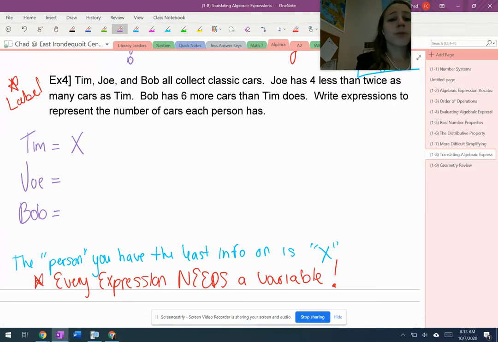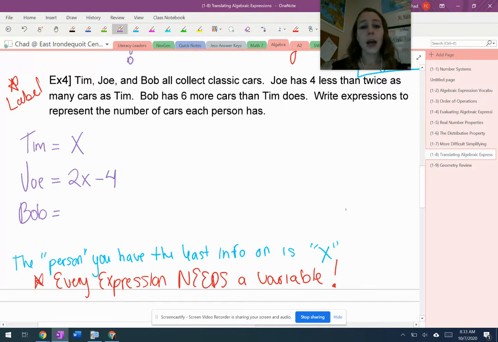So back to Joe. Joe has 4 less than twice as many cars as Tim. Right there immediately, there's that 4 less than piece. That should not be coming out in the front. That has to go into the back. Twice as many cars as Tim. Well, how many cars does Tim have? X. So twice as many as Tim would be 2x. And 4 less than that would be subtract 4 at the end.